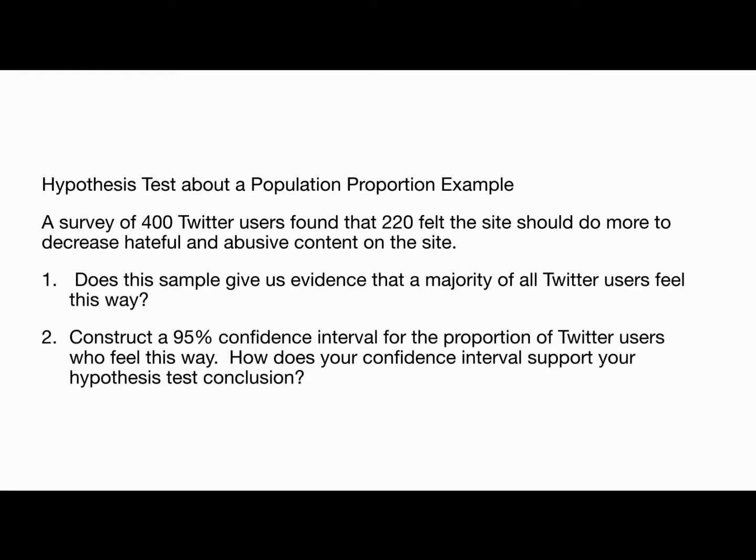This is a hypothesis test about a population proportion example. A survey of 400 Twitter users found that 220 felt the site should do more to decrease hateful and abusive content on the site. First question, does this sample give us evidence that a majority of all Twitter users feel this way? And a second question, construct a 95% confidence interval for the proportion of Twitter users who feel this way. How does your confidence interval support your hypothesis test conclusion?